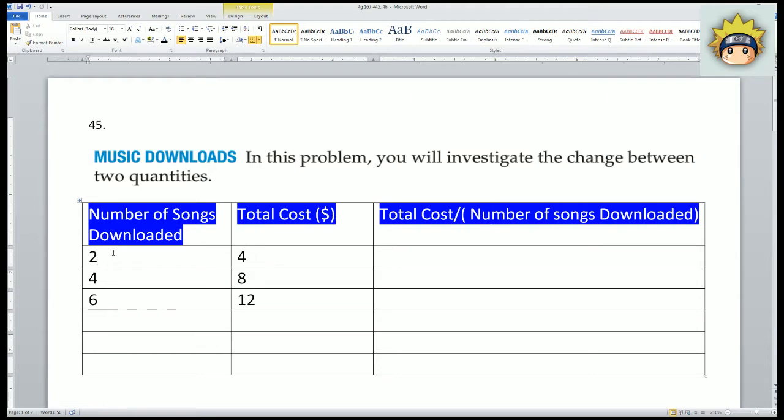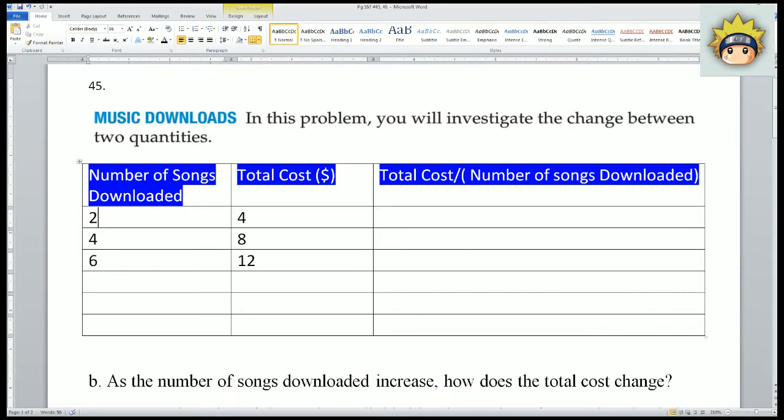Okay, so for example, in iTunes, you can download certain songs and they cost a certain amount of dollars. So if I downloaded 2 songs, that's what this means here, number of songs downloaded. If I downloaded 2 songs, it cost me $4. What is the total cost? The total cost here is 4, so I would put 4 divided by the number of songs downloaded, which is 2. And if I do that, that will equal 2.